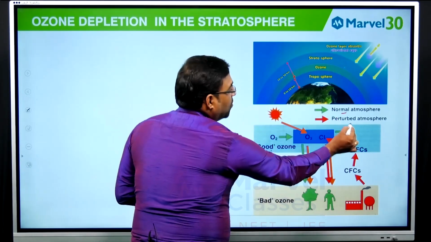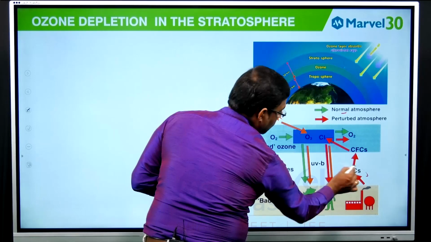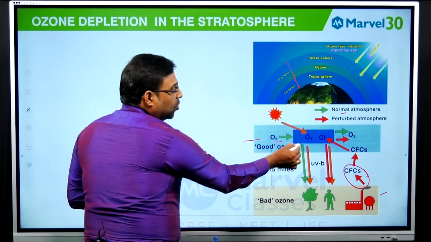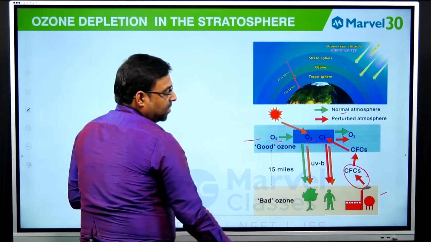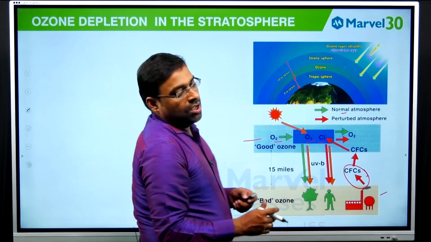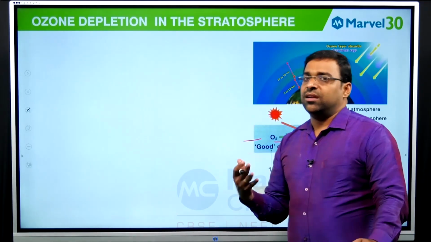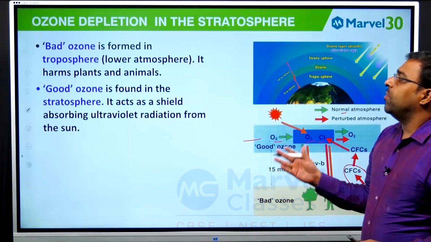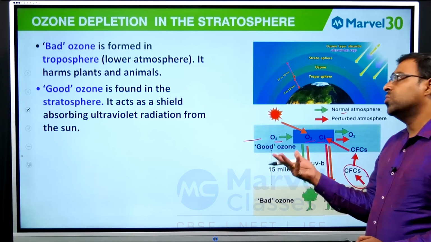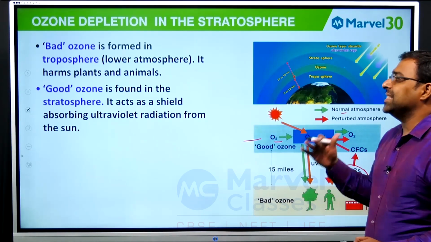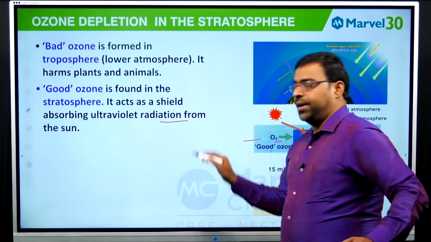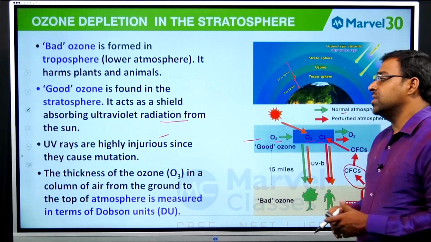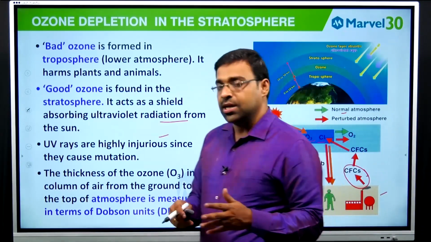You have the normal atmosphere, and you have this red color where you have the emission of more CFCs from the industries. Yes, you have what is called good ozone, where O2, O3 plus chlorine. See, you have all these good and bad things. The main work of ozone is to re-radiate the UV rays from the sun. Bad ozone is formed in the troposphere, and it harms plants and animals. Good ozone is found in the stratosphere, and it acts as a shield absorbing ultraviolet radiation from the sun. UV rays are highly injurious since they cause mutation. You know what mutation is, a sudden change.